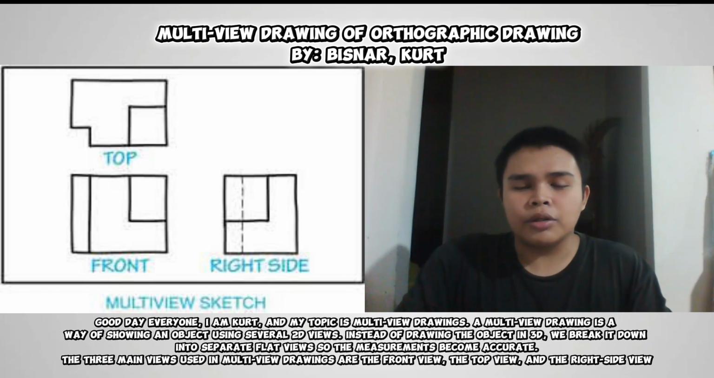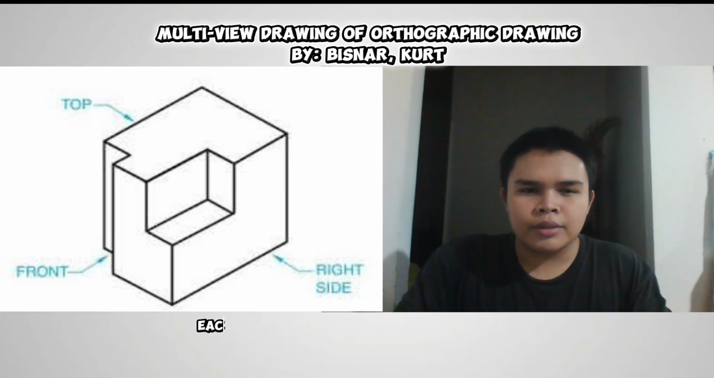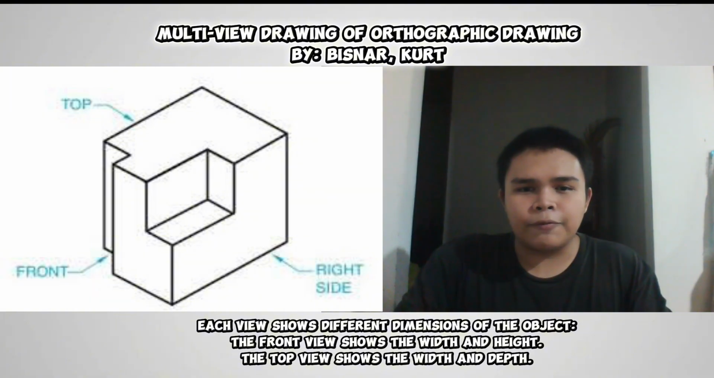My topic is multi-view drawings. A multi-view drawing is a way of showing an object using several 2D views. Instead of drawing the object in 3D, we break it down into separate flat views so the measurements become accurate. The three main views used in multi-view drawings are the front view, the top view, and the right side view. Each view shows different dimensions of the object.